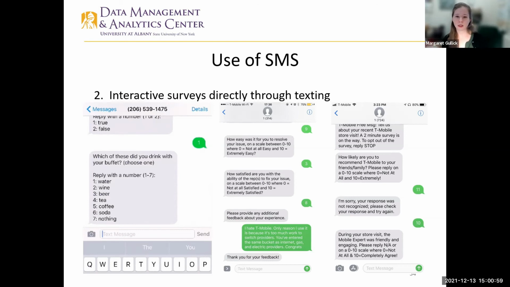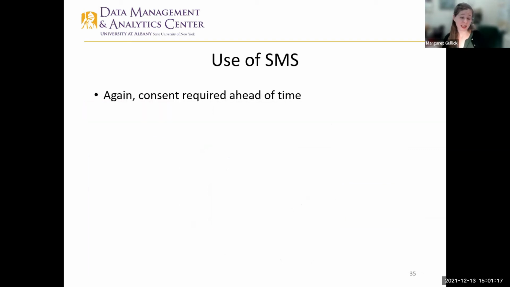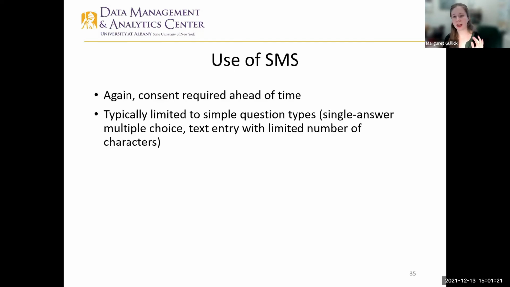Okay, great. So like I said, these are best for very simple surveys. You probably can't do, or you definitely can't do select more than one type item, and you want to keep it to very simple, just select one multiple choice, or maybe a few open ends, but they can still be really useful. Again, you need consent ahead of time.